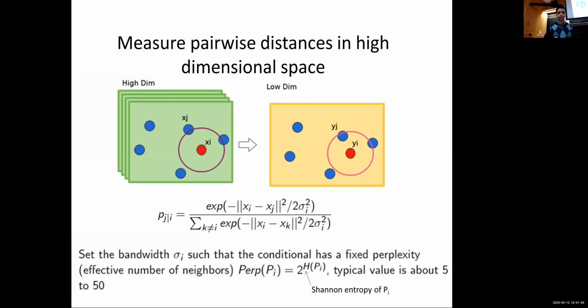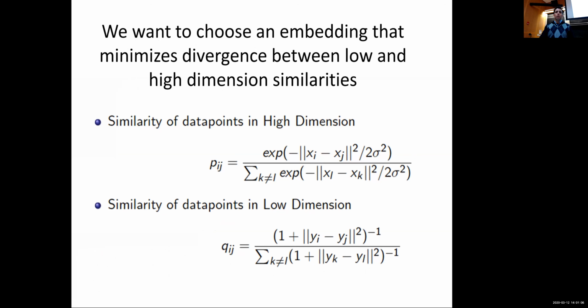Awesome. Great. So we want to choose an embedding that minimizes the divergence between the low and the high dimension similarities. So I'm going to be looking at the similarity of the data points in this high dimension here. I'm going to be looking at the similarity of the data points in this low dimension here. And this is a t-statistic. This is a Gaussian. And then I'm going to be matching them in a way that sampling centered on I and finding its neighbors J is going to be matching that distribution.